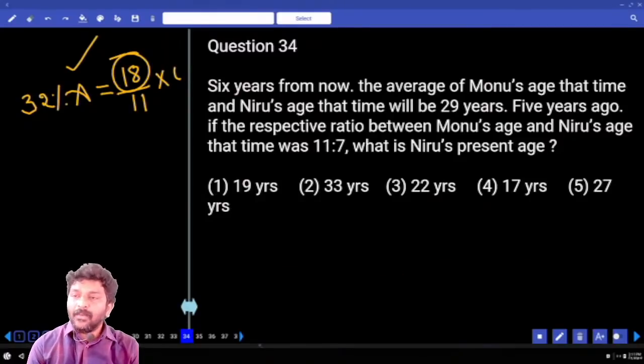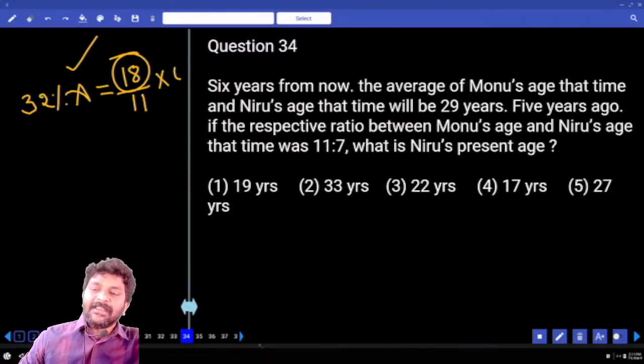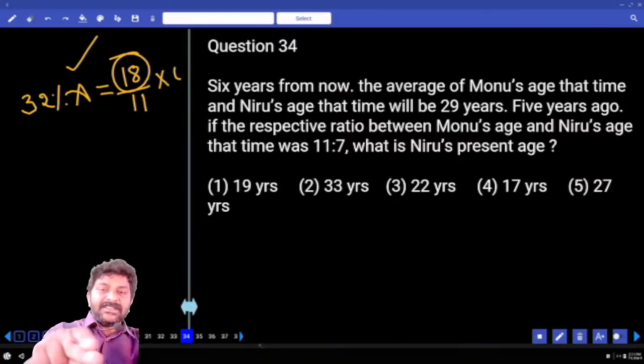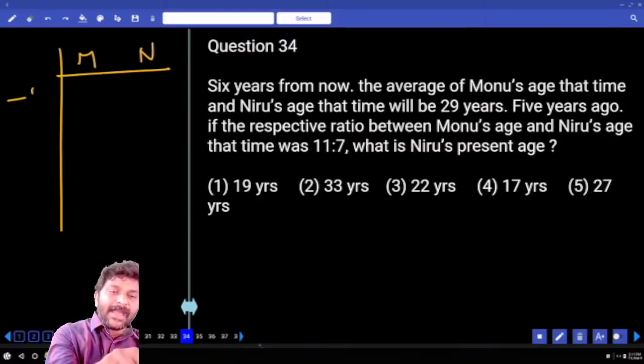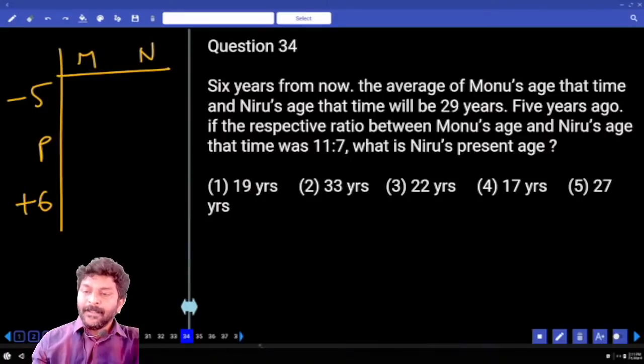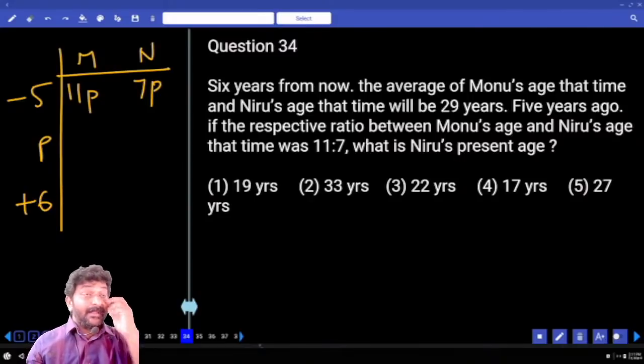6 years from now, the average of Monu's age at that time and Neeru's age at that time will be 29. 5 years ago, the ratio between Monu's age and Neeru's age at that time was 11:7. What is Neeru's present age? So how many people are there? 2, Monu and Neeru, right. So 5 years back, present, after 6 years, correct? Now 5 years back it was 11:7, 11 parts and 7 parts. What is your question? Neeru's present age.